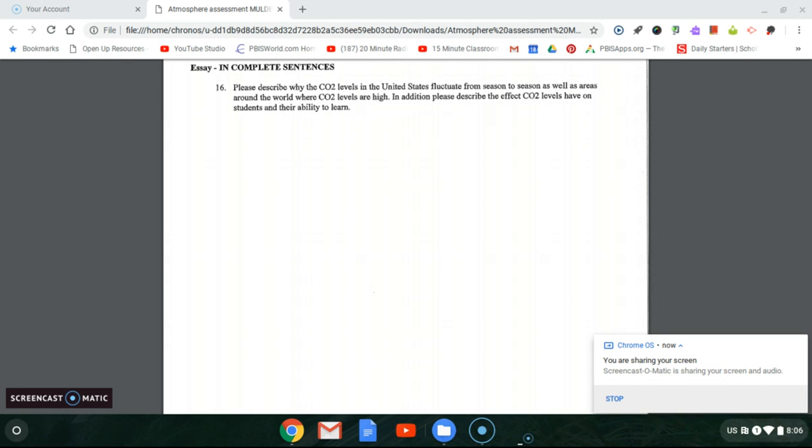So first you have to describe how they fluctuate around the United States with the seasons, as well as around the world where CO2 levels are high. And then you also have to describe the effect CO2 levels have on students and their ability to learn. So hit pause so you can write out your answer.